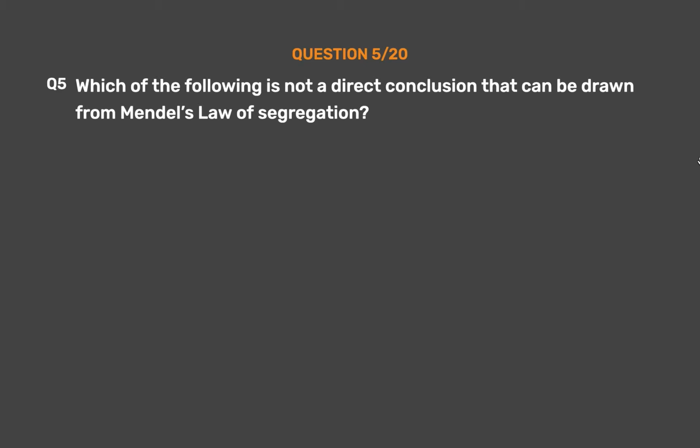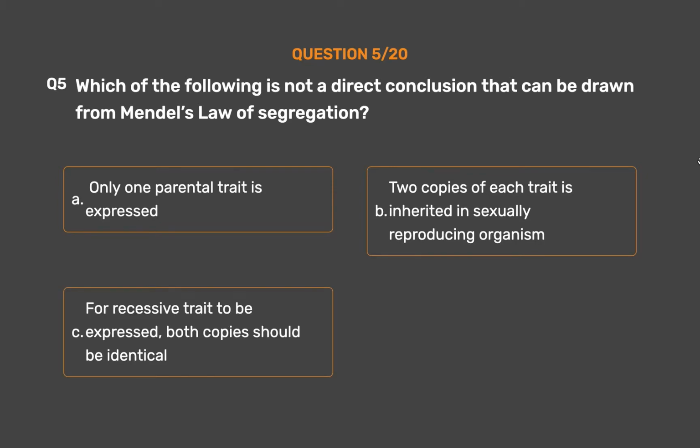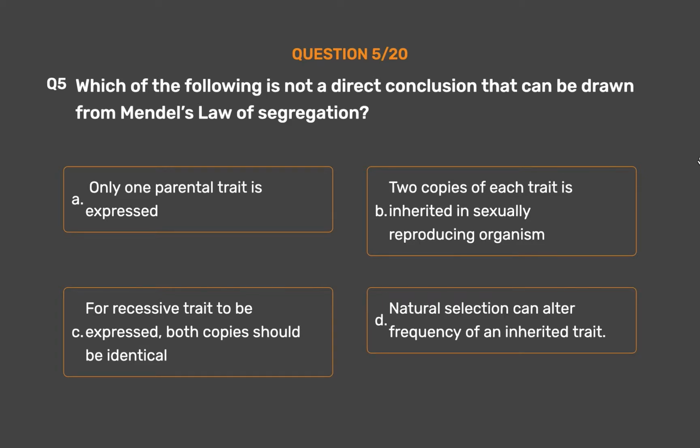Question number 5. Which of the following is not a direct conclusion that can be drawn from Mendel's law of segregation? Option A. Only one parental trait is expressed. Option B. 2 copies of each trait are inherited in sexually reproducing organisms. Option C. For a recessive trait to be expressed, both copies should be identical. Option D. Natural selection can alter the frequency of an inherited trait.